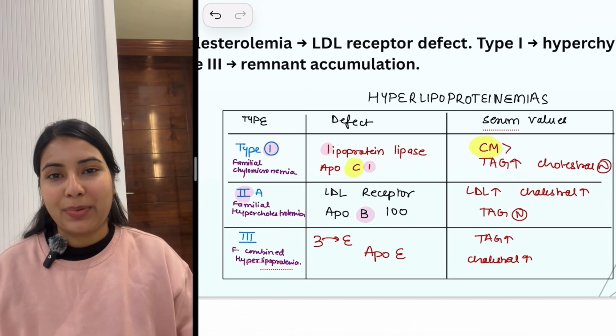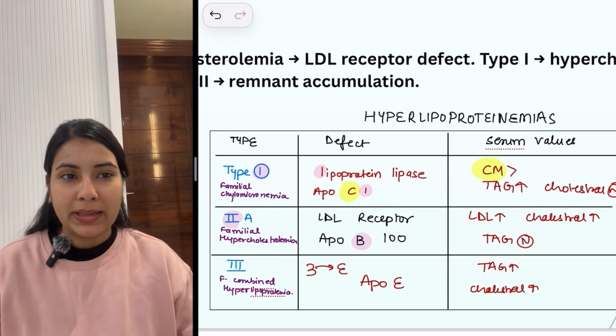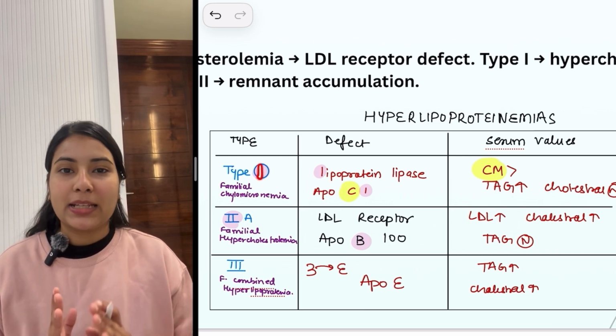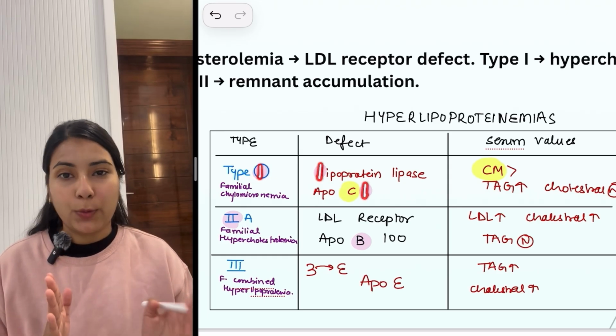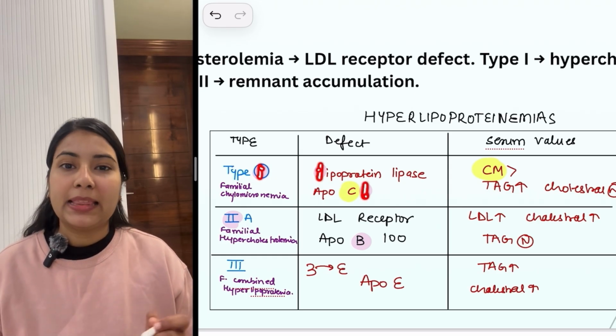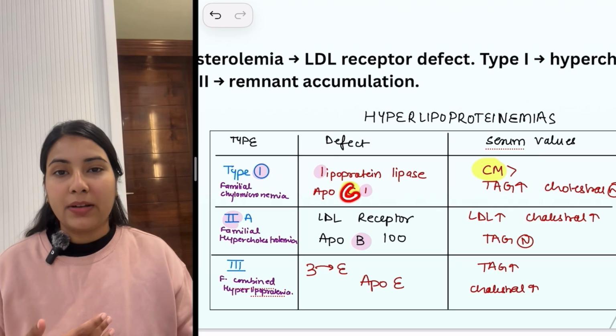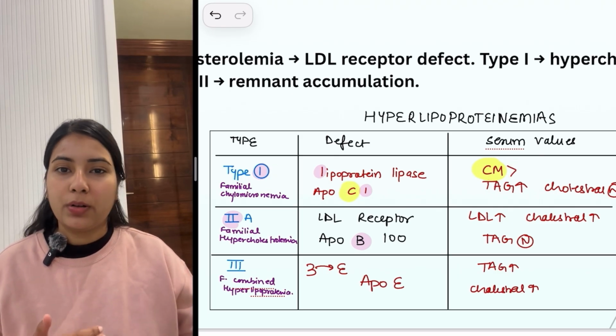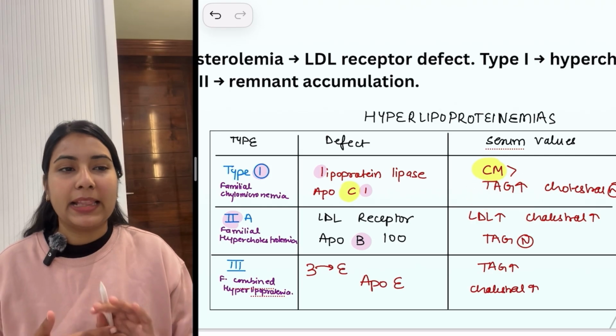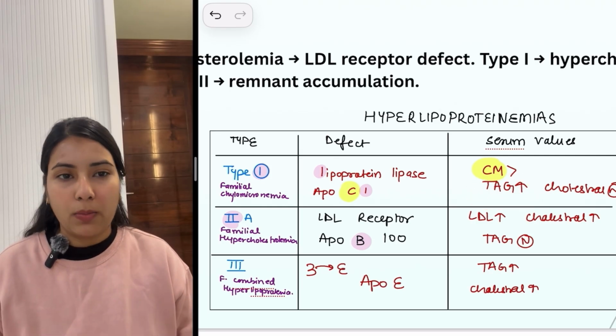So we'll revise hyperlipoproteinemia. So type 1 looks like L. So there's a lipoprotein lipase defect and ApoC2 defect. So 1 is 1, and there is C. So in serum we will see that the chylomicron level increases, which contains triglycerides. So triglyceride level increases, but the LDL level is normal. The cholesterol level is normal.